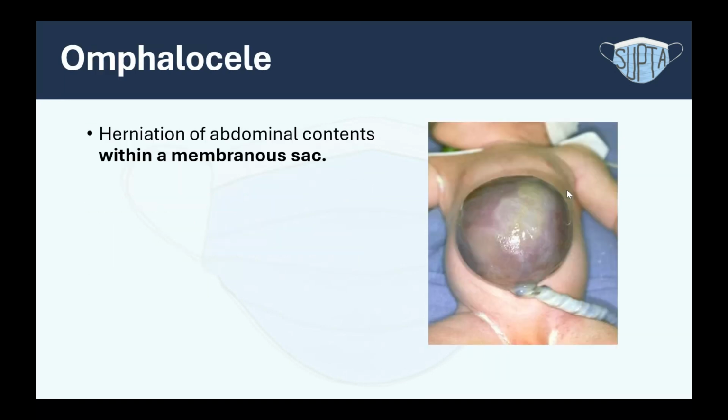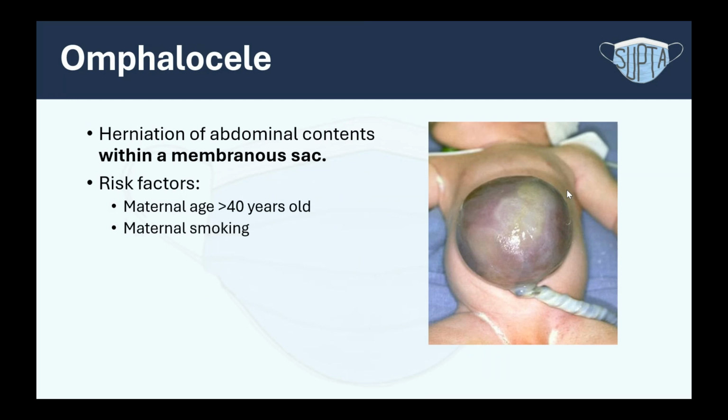And in exomphalos, the abdominal contents are going to herniate outside of the baby's abdomen and be covered by a membranous sac. This part of information, the sac, is going to be really important, and we'll talk about why later on. Now, there are two main risk factors that you need to remember. So think about maternal age of 40 years or so, which is going to increase risk of developing exomphalos. You have maternal smoking, which can increase the risk of the child developing an infection.